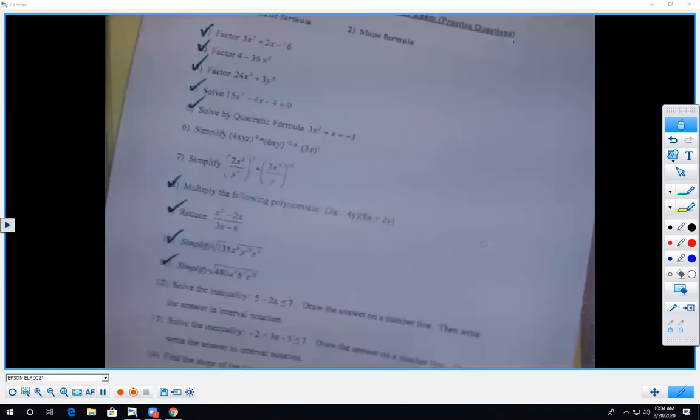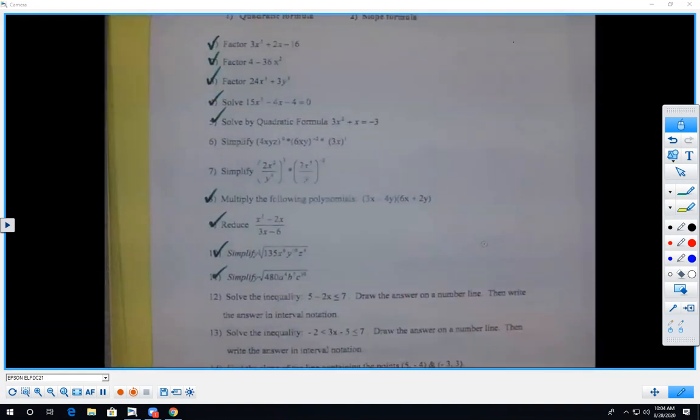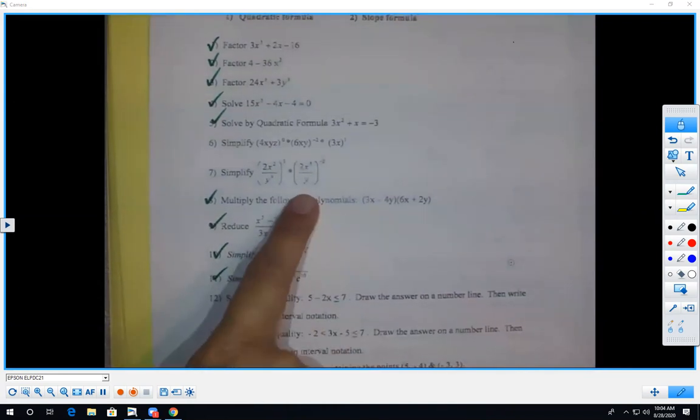Okay, we are going to finish reviewing for the comp exam. So if you have this paper out and you want to keep that out, you're more than welcome to. We are going to start off with the exponent rules, so number 6 and number 7 on your comp exam review. There are 5 different exponent rules, and let's review those really quickly.